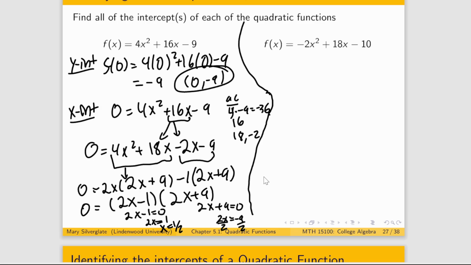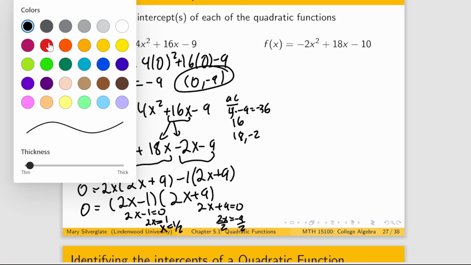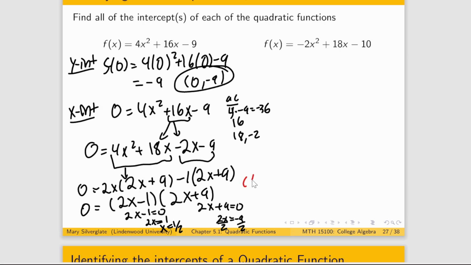So I just figured out, and I'm going to give myself a little bit more room to write my final answers here, that my x-intercepts were at the point (1/2, 0), because that was one of them, and the other one was at (-9/2, 0). That was the other one. The comma 0, because that is by definition an x-intercept. Y should be equal to 0, and that's how I found them.